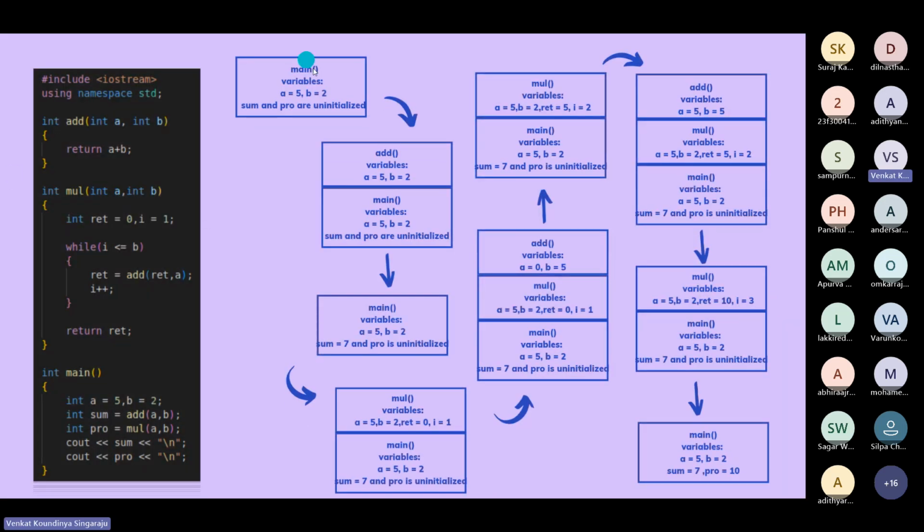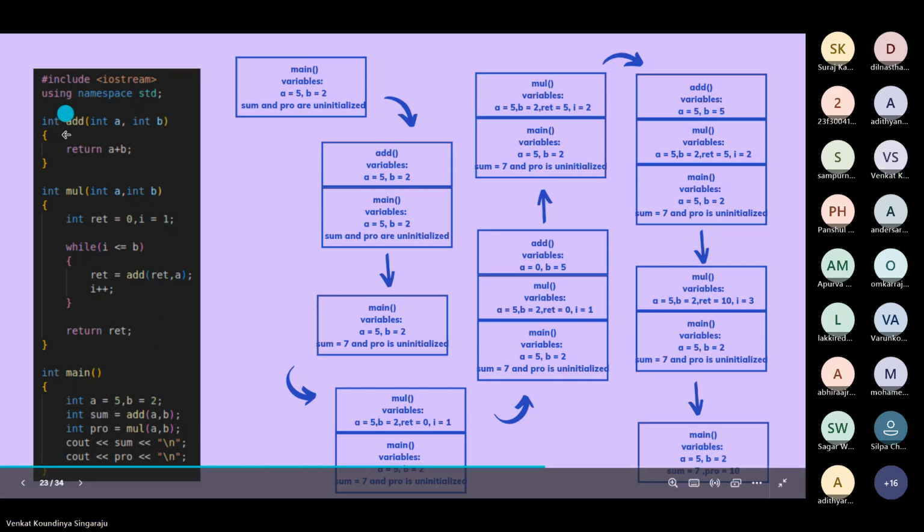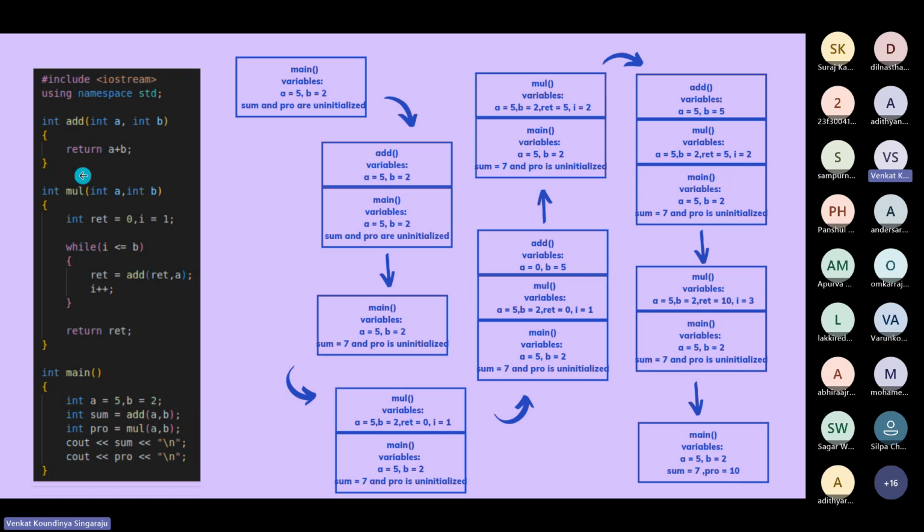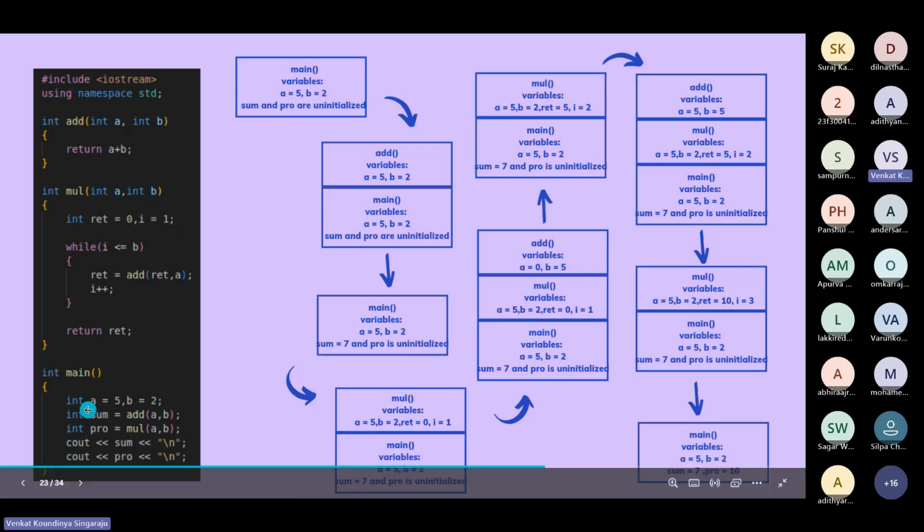So here is an illustration of the stack memory. Let's briefly discuss this. There are two functions in it: add and mul, and of course a main function. Add simply returns a plus b. Mul returns the product of a and b. I could have simply returned a into b, but for the sake of illustration, I'm performing multiplication by adding a, b times. So here, what are our variables a and b? They are 5 and 2. Int a equal to 5, b equal to 2.